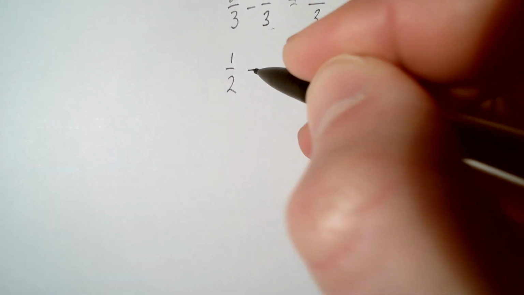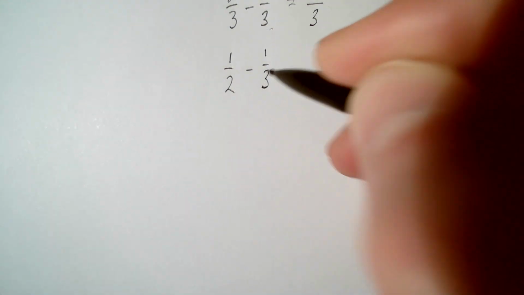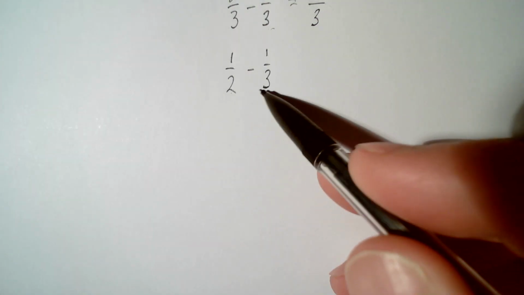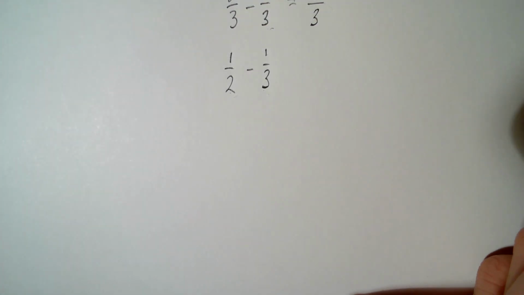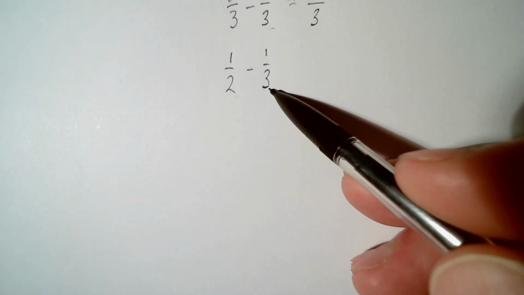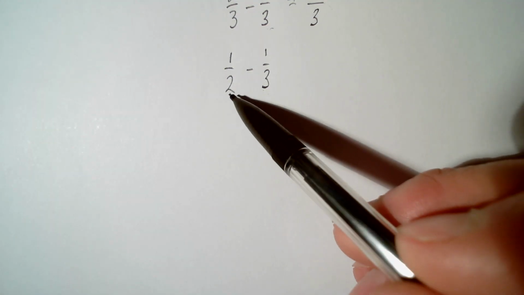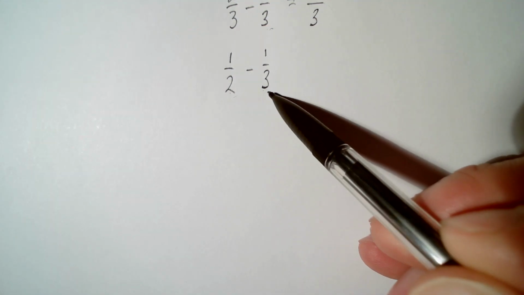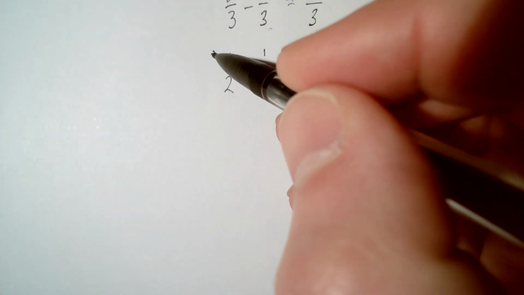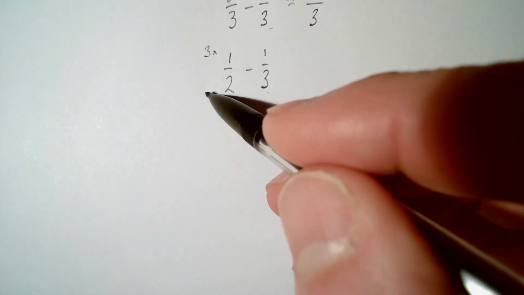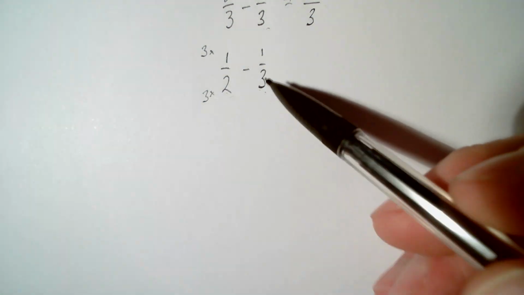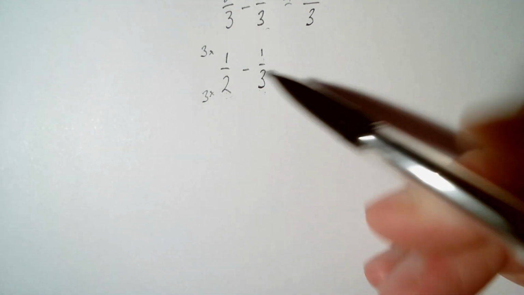What about a half minus a third? Well, in this case, we can see the denominators are different. So what are we going to do? Well, we're going to multiply each fraction by the opposite denominator. So for the half, we're going to multiply above and below by the opposite denominator, which is 3. And for the third, we're going to multiply by the opposite denominator, which is 2.